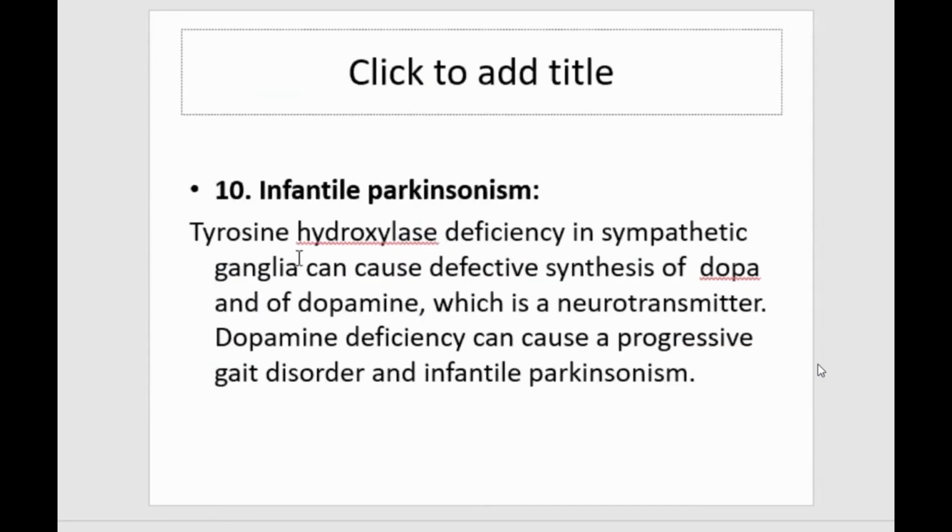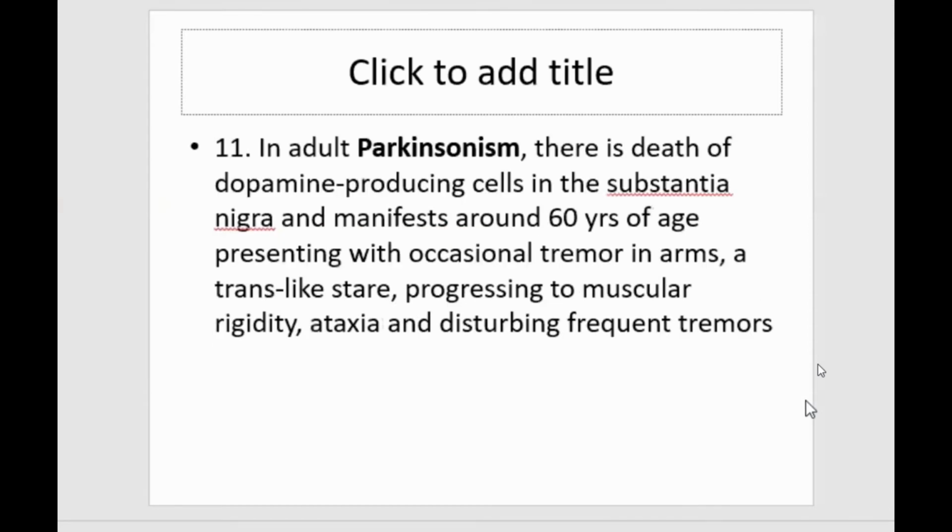So here, tyrosine hydroxylase deficiency in sympathetic ganglia can cause defective synthesis of DOPA and of dopamine. Tyrosine hydroxylase cannot synthesize DOPA, so DOPA cannot be synthesized, and so dopamine cannot be synthesized. Dopamine is a neurotransmitter. So dopamine deficiency can cause a progressive gait disorder and infantile Parkinsonism. Otherwise, there is adult Parkinsonism, the Parkinsonism in old age.